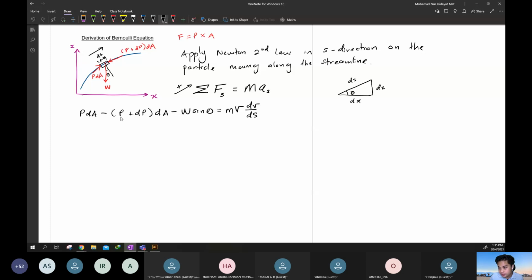Alright, negative dB, PDA. So from here, I have W sine theta equal to m V dV over dS.